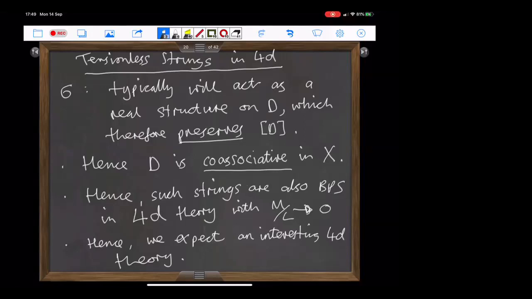And what this means, these sorts of systems in various contexts, in various dimensions, tend to produce interesting 4-dimensional physics in this sort of limit. So this is sort of general expectation about these sorts of systems that we expect an interesting 4-dimensional theory to emerge from these setups.